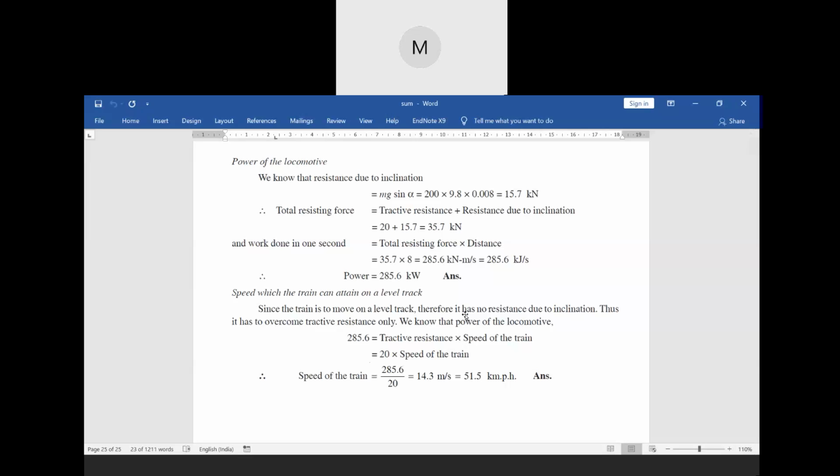Okay. So now once we found out the kilowatt, the next part is what? Speed at which the train can attain on a level track. Now look. Since the train is moving on a level track, therefore it has no resistance due to inclination.